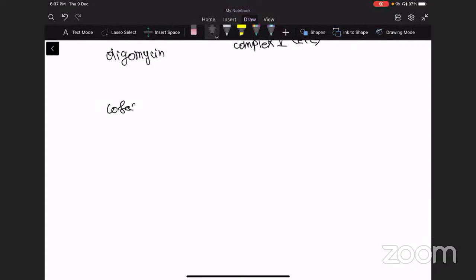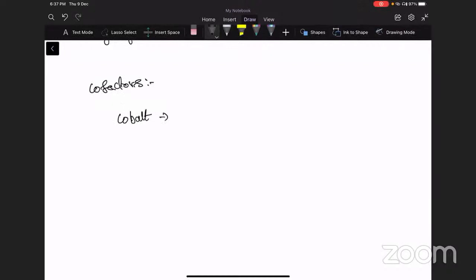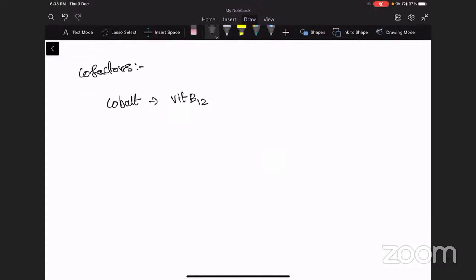A few points about the cofactors. Coenzymes are vitamins, whereas cofactors are minerals. Cobalt, constituent of vitamin B12. Vitamin B12 is cobalamin or cyanocobalamin. Chromium potentiates the action of insulin.